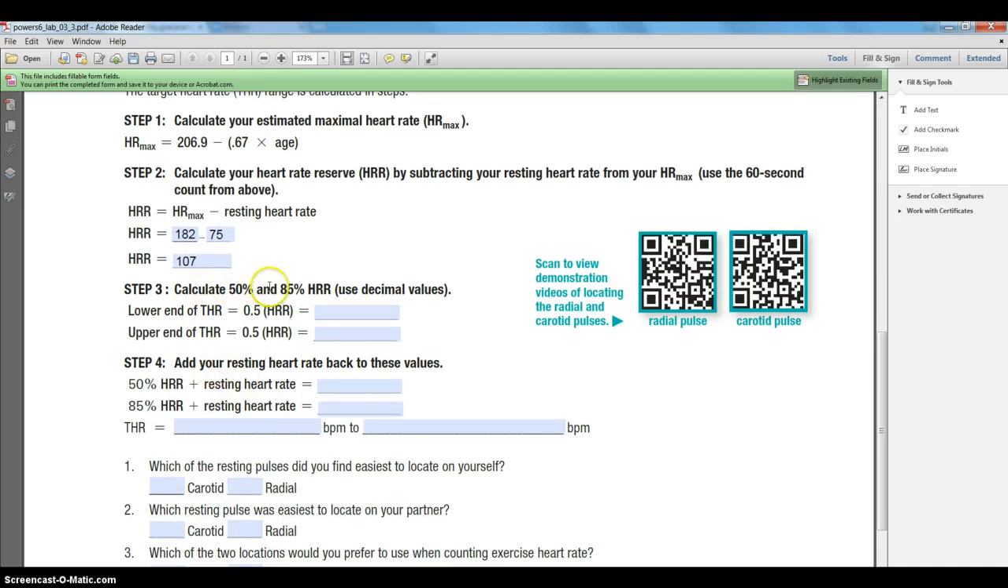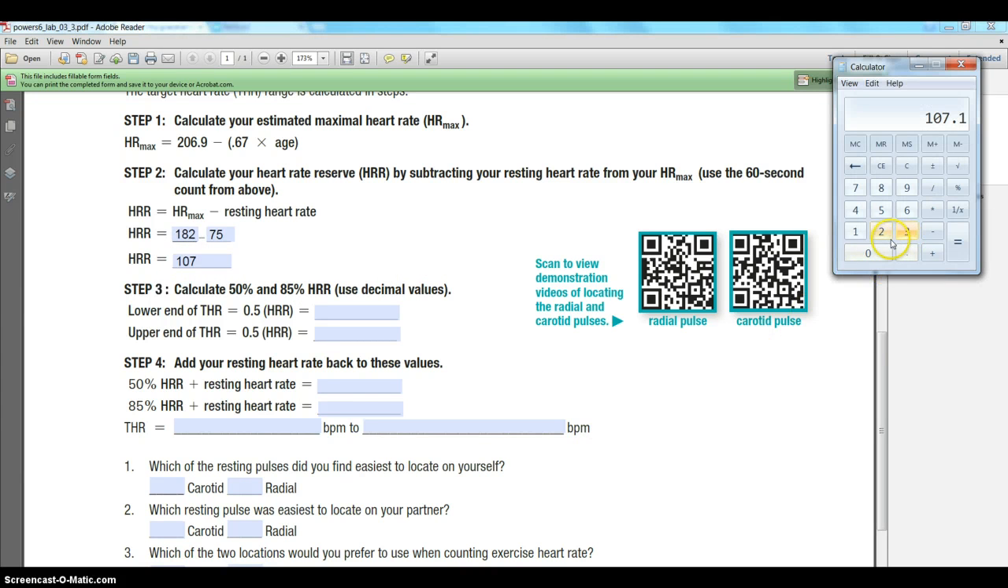So now I have to calculate 50% of my heart rate reserve and 85% of my heart rate reserve. And what I want you to notice here is that there is an error. This shouldn't be 0.5 at the upper end. It actually should be 0.85 as indicated in the sentence here on step 3. So here's my heart rate reserve, 107. Pull my calculator up again, so I'm at 107. Take that times 0.5. I'm at 53.5.